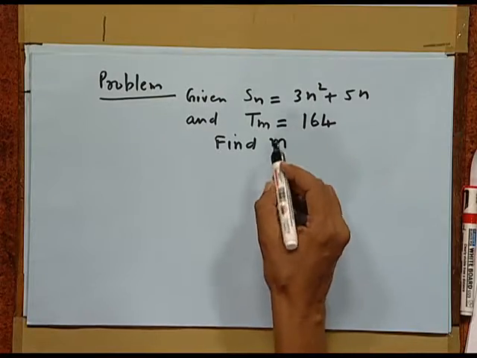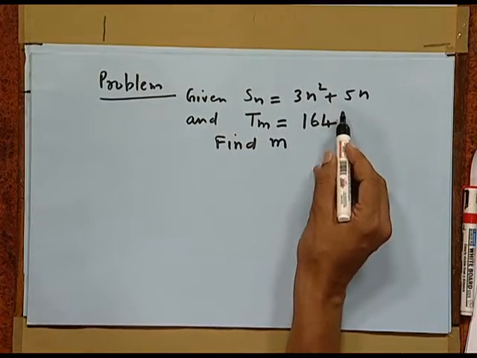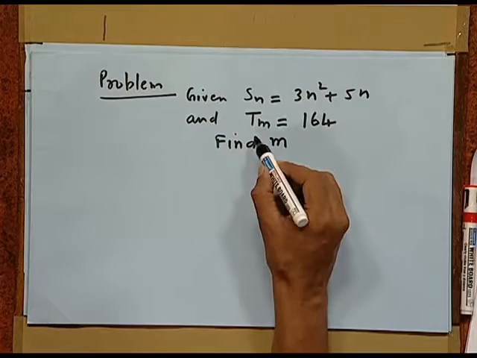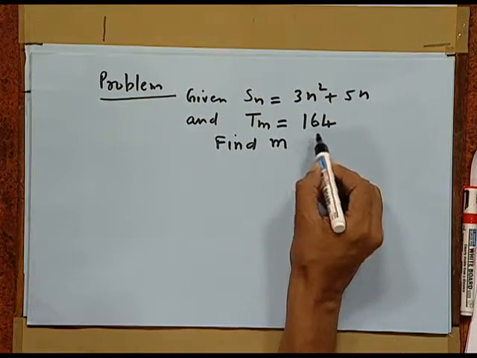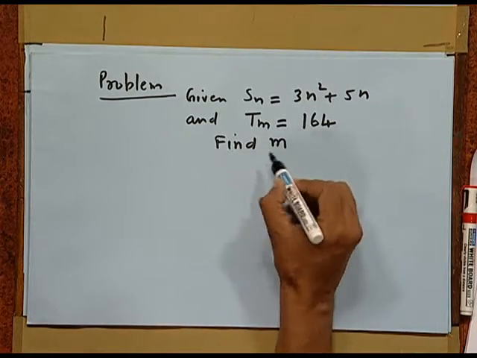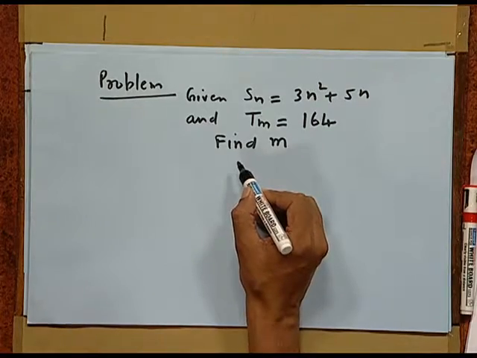Let us take a problem. Here Sn is given to be 3n square plus 5n and the mth term is given to be 164. We have to find m. Now apparently the series is not given directly, because at first sight neither do we know a nor do we know d, but we can find them easily.